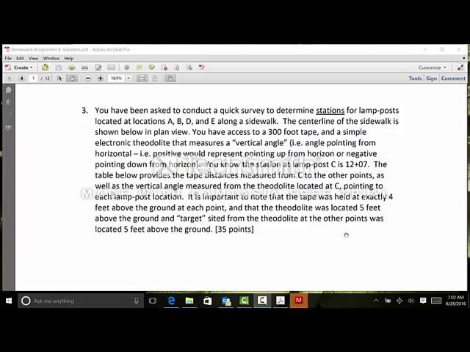I'm going to use these two instruments to derive the horizontal distance, because stations are the horizontal distance between points on a linear feature. There is no elevation z component whatsoever in a station. So this is what we know.